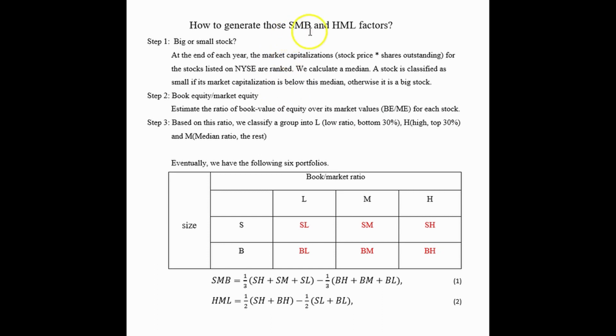How to generate those small minus big and high minus low factors? There are three steps. Step 1, we classify each stock as a big stock or small stock. At the end of each year, December, we calculate market capitalization for each stock. Market capitalization equals stock price times shares outstanding. Then we rank all the stocks listed on the New York Stock Exchange based on market capitalization, and we calculate a median. When the stock market capitalization is below this median, it is called a small stock. Otherwise, it is a big stock. So after step 1, we have two groups, the small stock group and the big stock group.